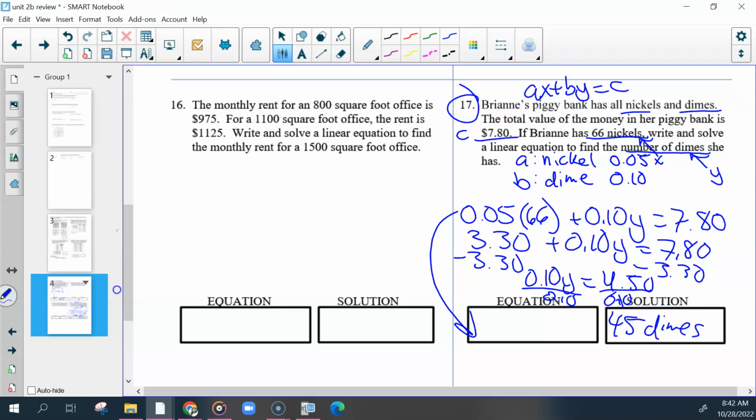Make sure you double check that your label matches whatever the question is asking. If it's looking for number of dimes, your label shouldn't be a dollar sign. Your label shouldn't be cents. It should just be 45 and then dimes. Other last minute questions?